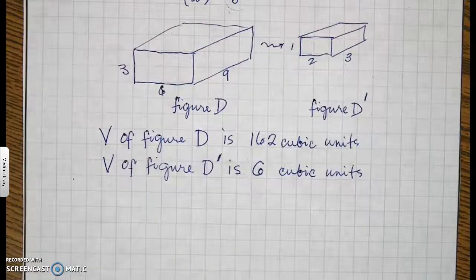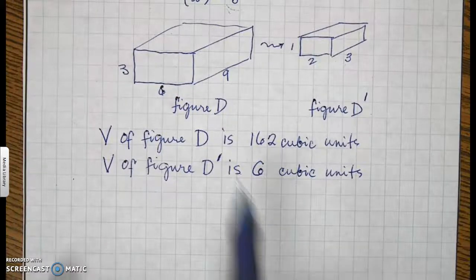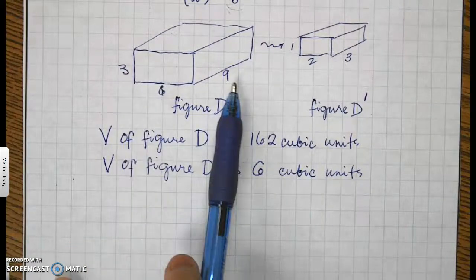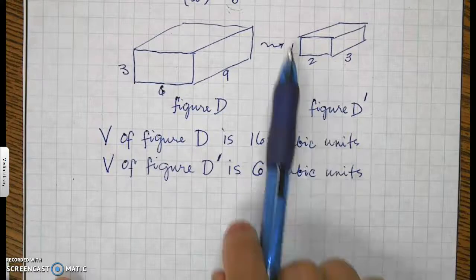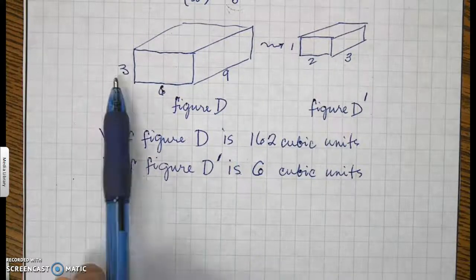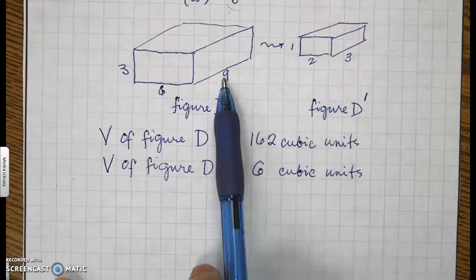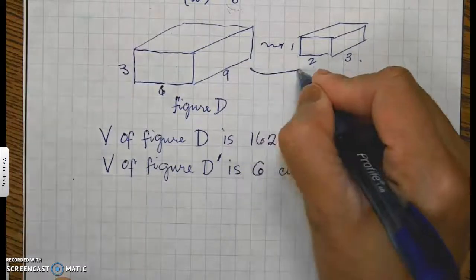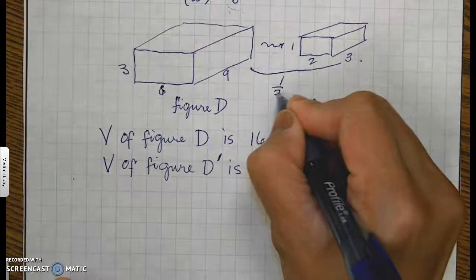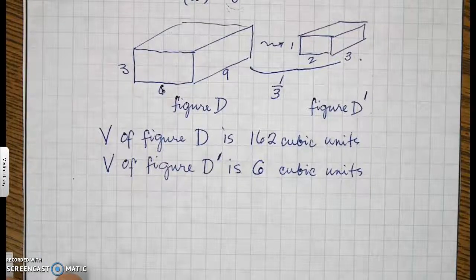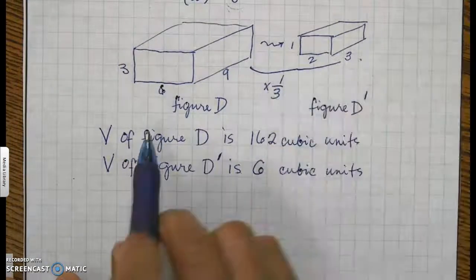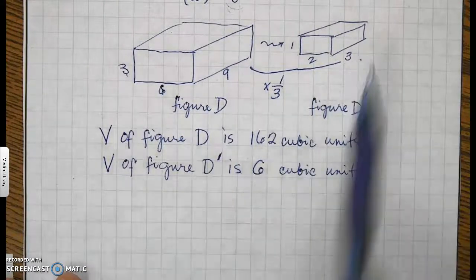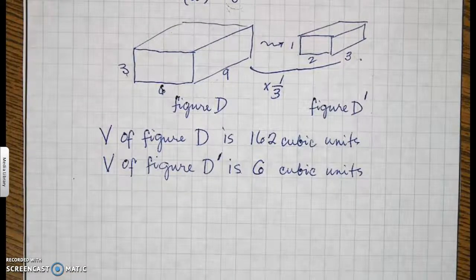Let us look at one more example involving volume. These two figures are not drawn to scale. So figure D has 3, 6, and 9, and figure D prime has 1, 2, and 3. You can tell the 3 went to 1, the 6 went to 2, and the 9 became a 3. So you can tell that your scale factor is 1/3. What you did was you'd have to multiply the dimensions of this figure by 1/3 to get to the dimensions of the next figure. So how is the volume affected by this?